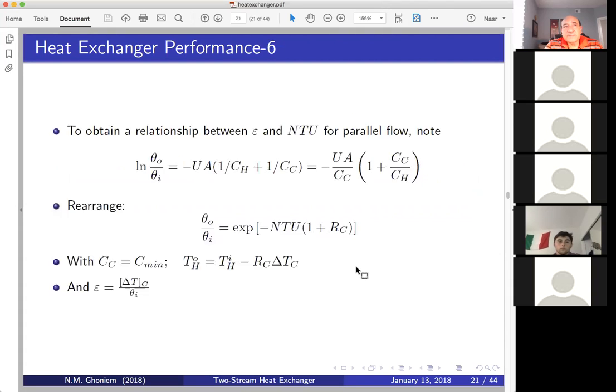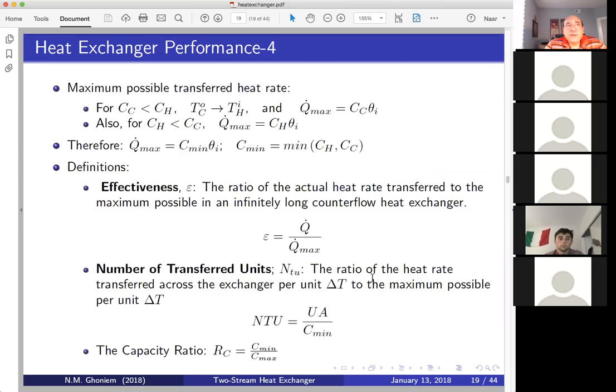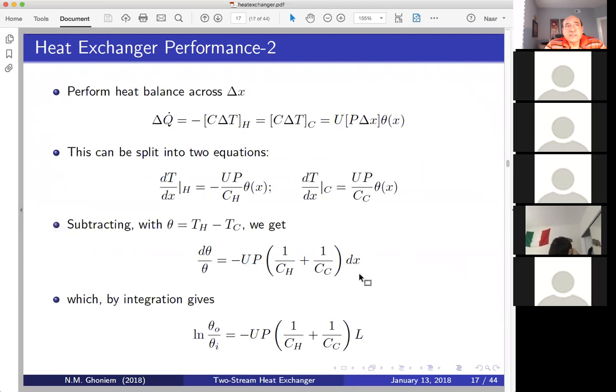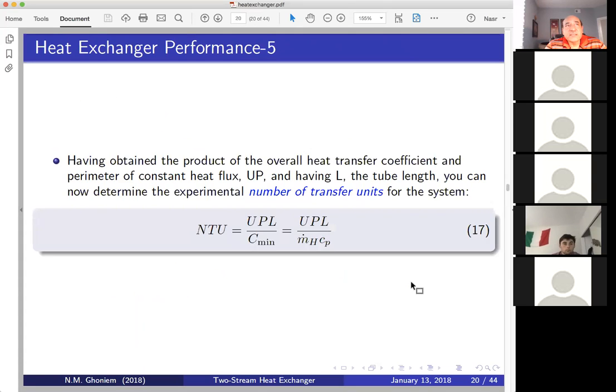Now, how do we relate them? In order for us to relate them theoretically, we have to go back to the describing equation, the differential equation that we had here. So we're going to manipulate it so that we can produce a relationship between epsilon and NTU theoretically, because NTU is defined and epsilon is defined. So from this equation, we move things around until we get the two definitions to relate to one another. And that's what we did here.